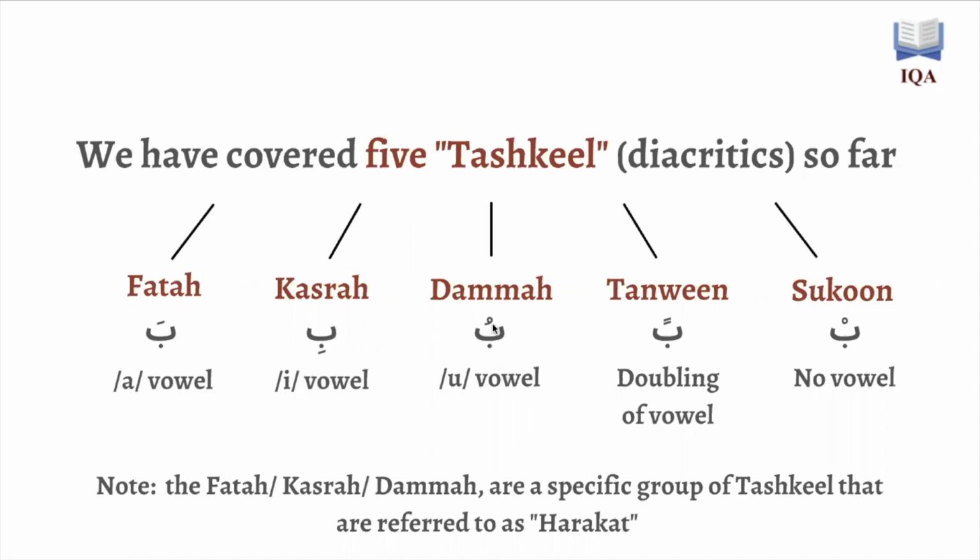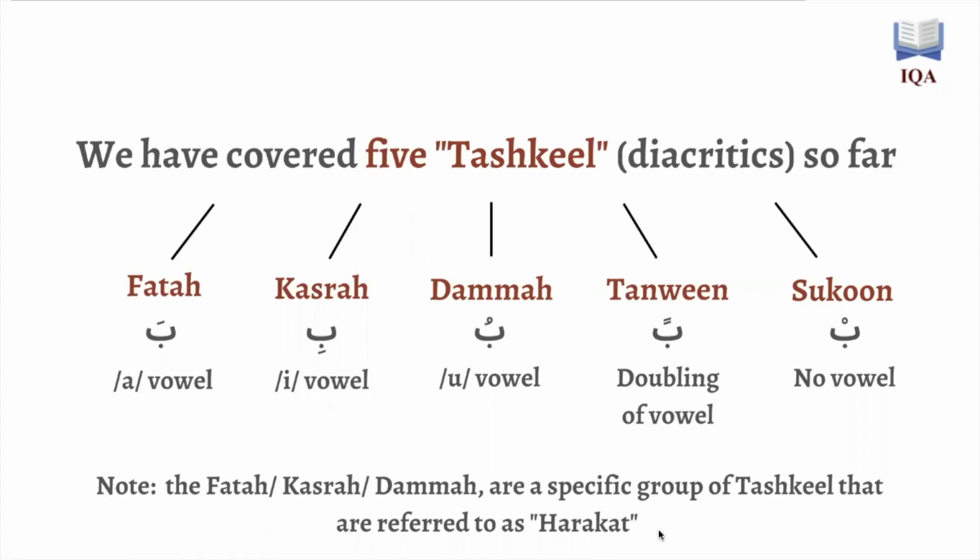And the dhamma, which is a type of mini wow on top of the letter that represents the sound u, or the vowel u. We covered the tanween, which represents a doubling of the vowel or an extra noon that's added, ban, bin, bun. And likewise, we covered the sukoon, which is a small circle or half circle that's placed above the letter, which represents that the letter has no vowel. So it's important to note that the fatha and the kasra and the dhamma are a specific subgroup of tashkil, of diacritics, that are referred to as harakat.